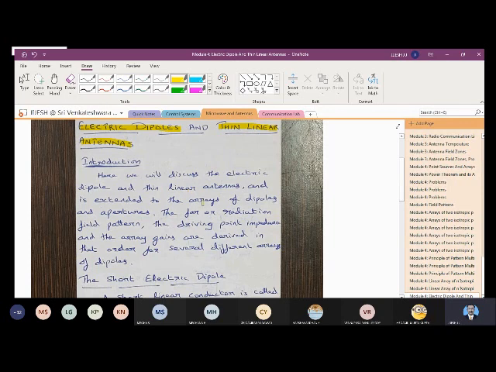This part of this module carries around 2-3 derivations where you will be studying the radiation resistance of the antenna and all those things. So we will discuss those things further. You can just make a note of it, the electric dipoles and thin linear antenna. Here we'll be discussing the electric dipoles and thin linear antennas, and it is extended to the array of dipoles.